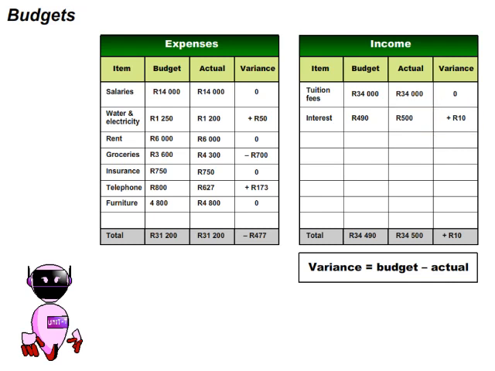For the income column, variance is the difference between the actual value and the budgeted value. With income, it is always a good idea to budget less than the actual amount. This way, if you get more income than expected, you will have more money available after all expenses have been paid than you expected.